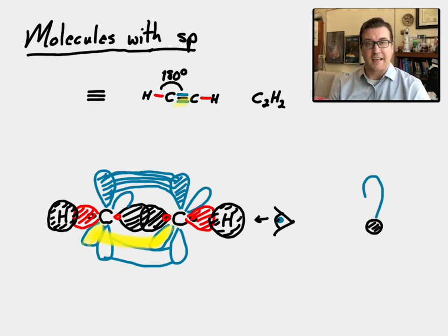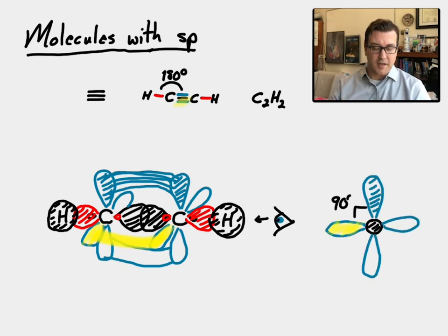Another way of visualizing that is to look directly down the bond. So that's what that eye is supposed to represent. We're looking directly down this hydrogen to carbon to carbon to hydrogen bond. And so if we were to do that, the only thing we would really actually see is this first atom, the hydrogen atom, and we would see sticking up this p orbital drawn in blue, and 90 degrees from it, we would see this yellow highlighted p orbital as well.